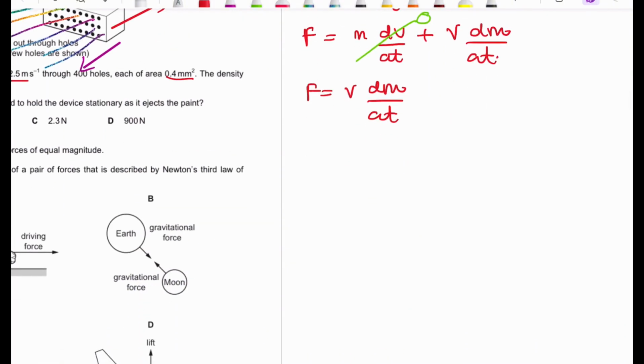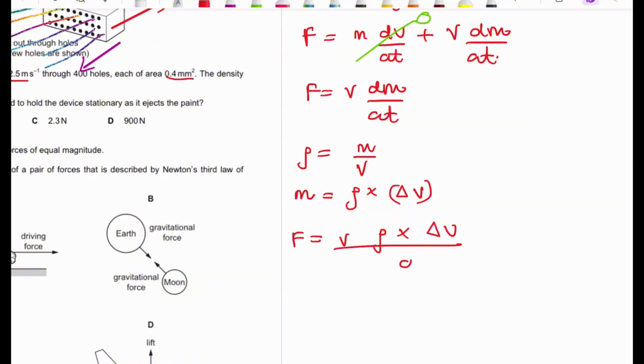But you know that density is equivalent to mass divided by the volume. So the mass is equivalent to the density times the volume. If the mass is changing, it means that the volume also has to be changing, because the density always remains constant. It's still water. But I've said this is dm, so the volume actually has to change. So the force would therefore be equivalent to v, rho times delta V divided by delta T.